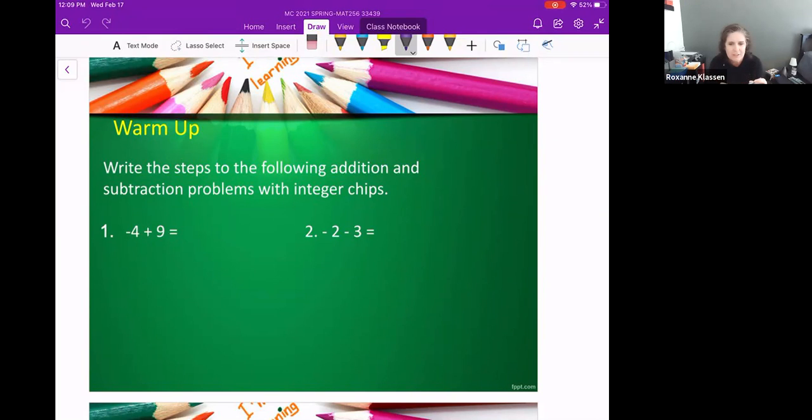So here's an important question. In subtracting with integer chips, do you model both numbers on step 1?